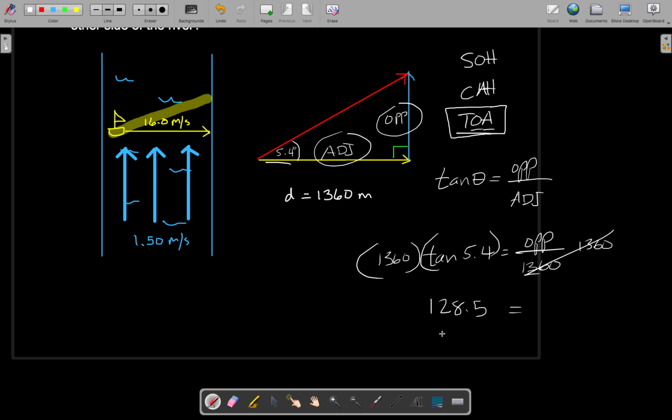128.5, or we can just say 129 meters. And so that is my opposite side, which is also known as the distance along the y-axis, how far the boat landed from where it originally started. So that's actually my distance in regards to the y, and that's how far downstream my boat went.